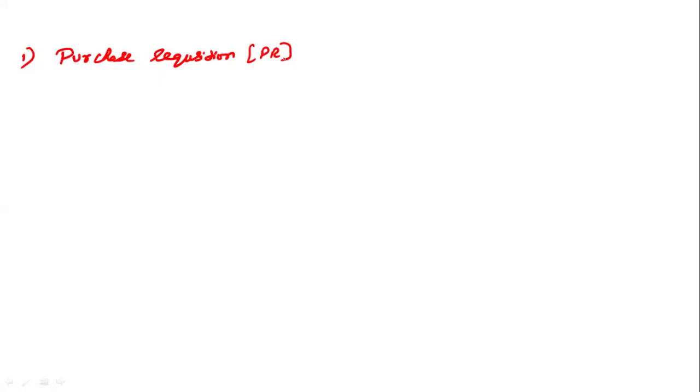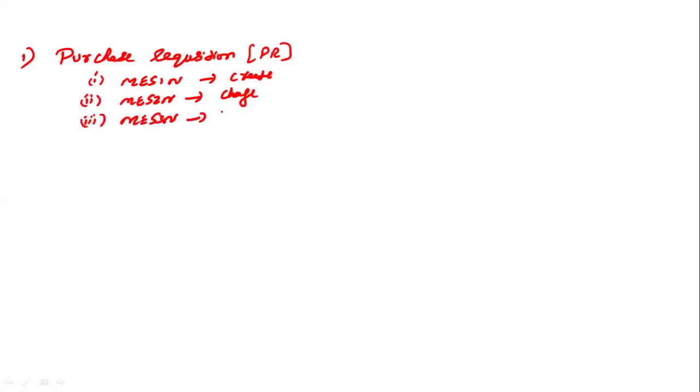Okay. This purchase requisition is created with the transaction ME51N. This is to create. Then you have ME52N to change. ME53N to display.